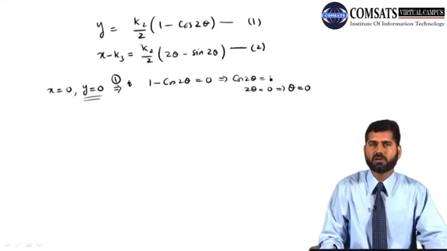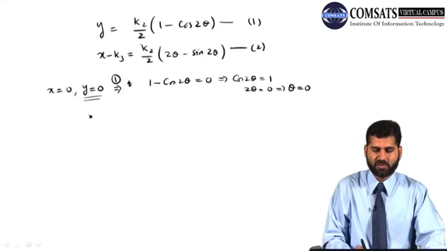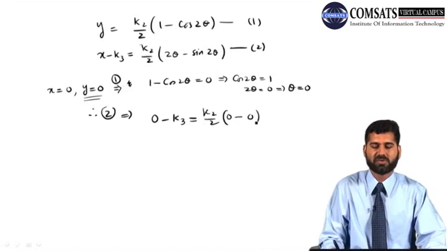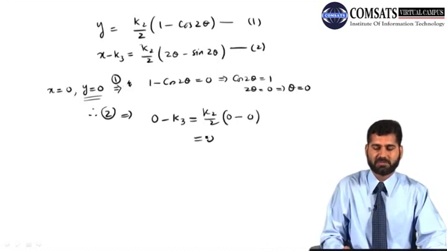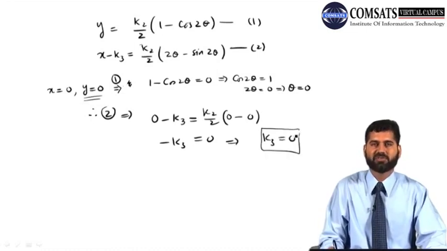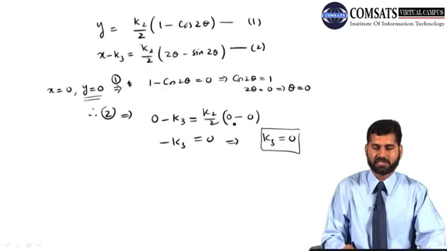All right, so that's why this has to be equal to 0. Cos 0 is 1. So 2 theta will be equal to 0, so theta is 0. Therefore, 2 implies x is 0 minus k3 equal to k2 by 2, and theta is 0, so 2 theta is 0 and sine 0 is 0. So the right hand side becomes 0. So minus k3 is equal to 0 implies k3 is equal to 0. So that's how I got the value of k3 from the parametric equations 1 and 2.